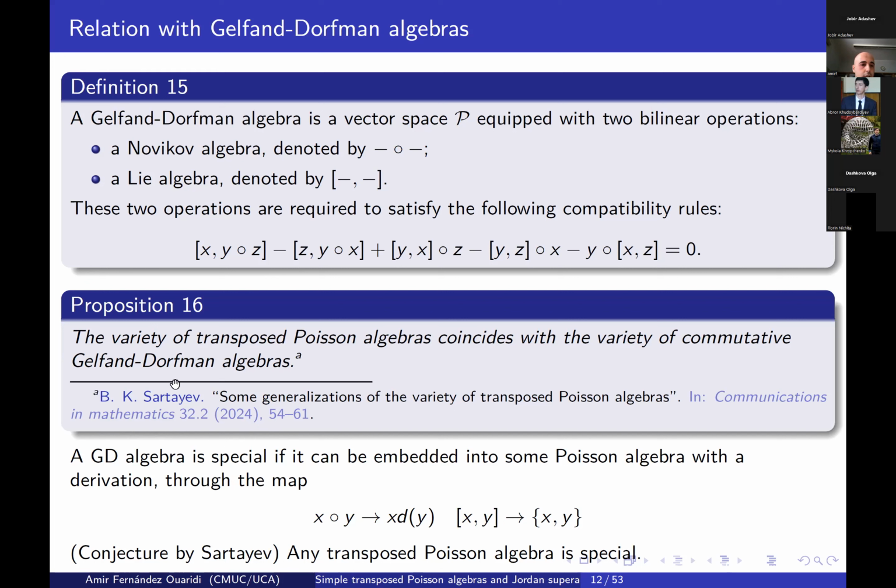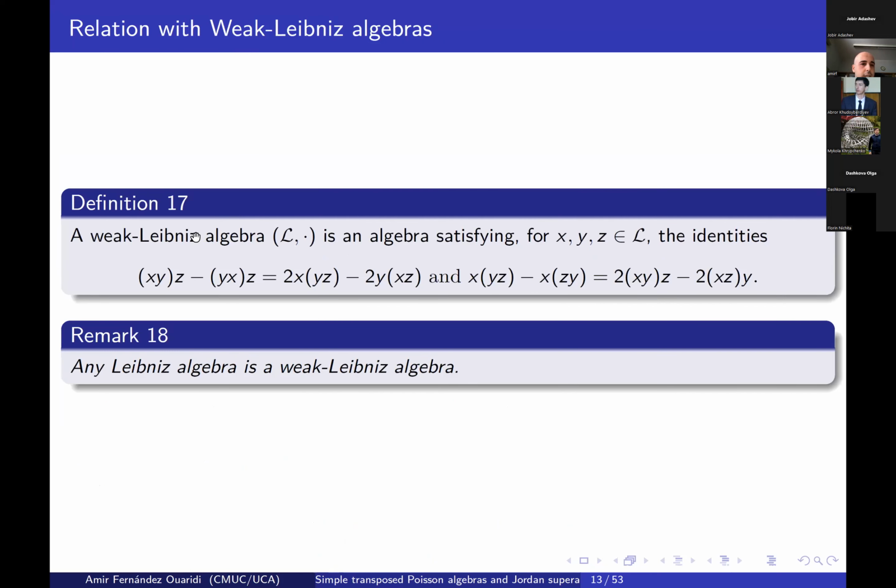So what Sartayev showed in this paper was that the transposed Poisson algebras satisfy all the special identities for the special GD algebras up to degree 4. So he conjectured that any transposed Poisson algebra is special, but we don't know if this is true. Okay. There is also a relation with another class of algebras, which are called weak-Leibniz algebras. A weak-Leibniz algebra is an algebra satisfying these two identities here.